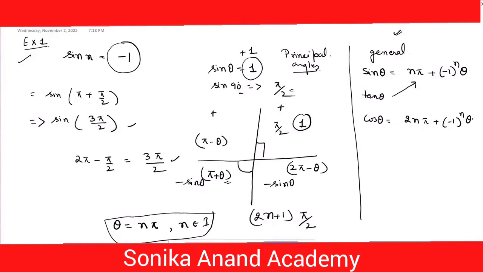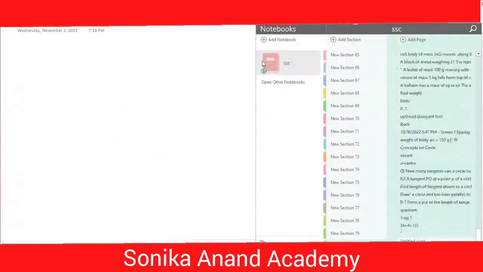Now 6.03: sin theta is equal to sin alpha. What does it mean and how will we solve them? Sin theta is equal to sin alpha. Now theta and alpha are two different values, so I put both of them on the right hand side and left hand side. Clear?